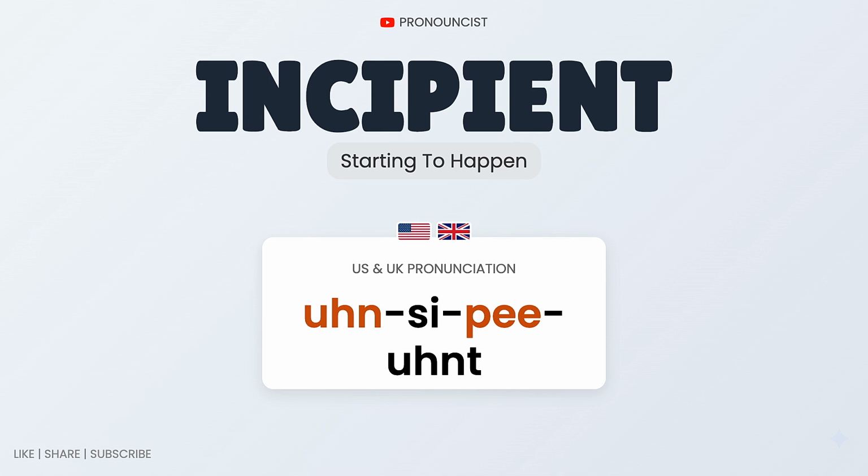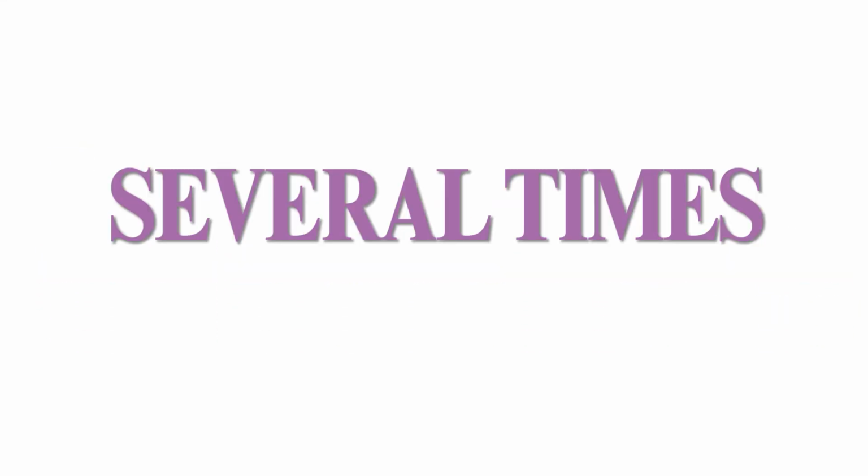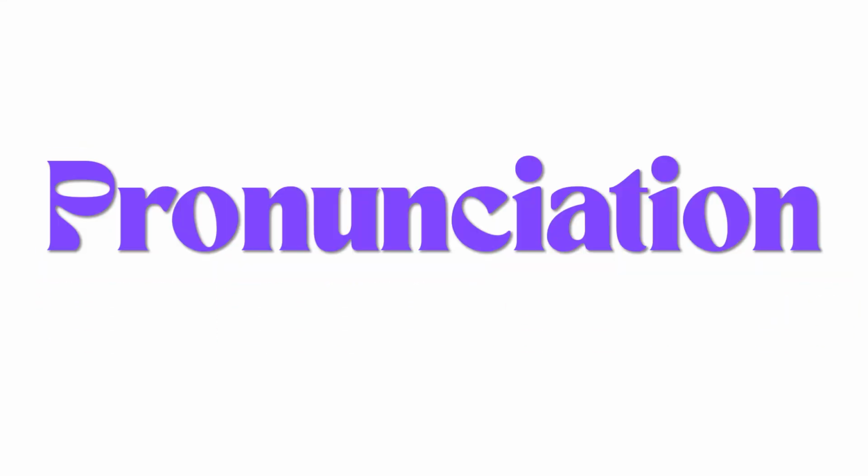Incipient. Practice repeatedly and you'll soon be able to say this word perfectly. The best way to practice is to repeat the syllable multiple times. The meaning of the word is starting to happen. Try repeating this word several times to improve your pronunciation.